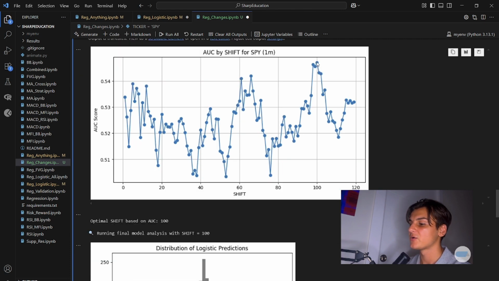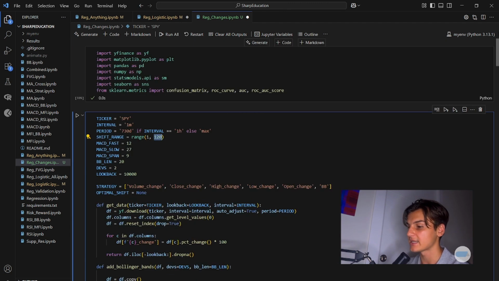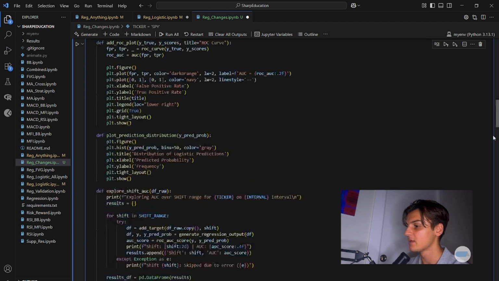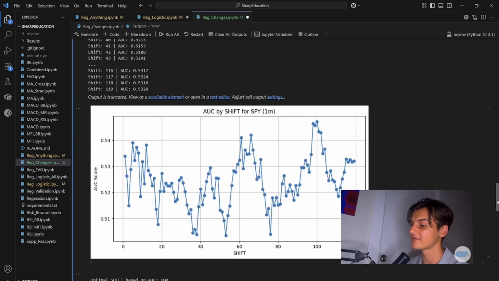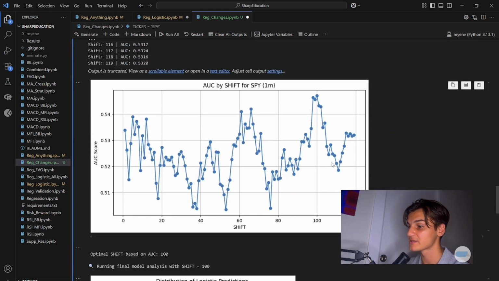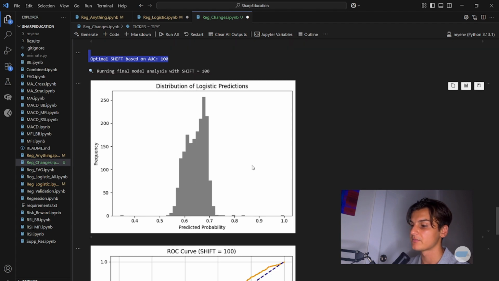And what this would mean for me is if I was going to place a trade on the minutely time frame, and I were only to use these technical indicators, like only volume change, close change, Bollinger Bands, and so on and so forth, I would want to make sure I'm holding my trade for 100 minutes, or an hour and 40 minutes. You can see the optimal shift is 100. The area under the curve here is 0.7.